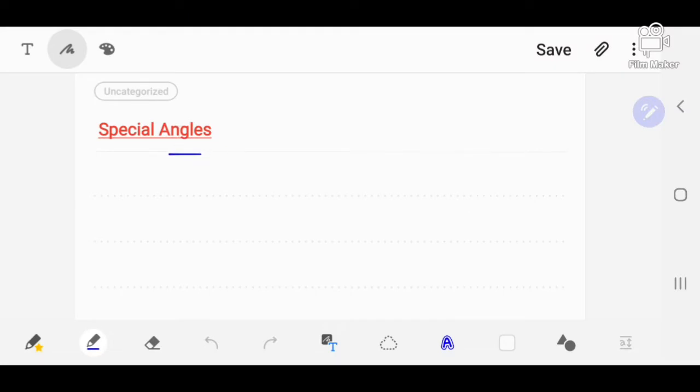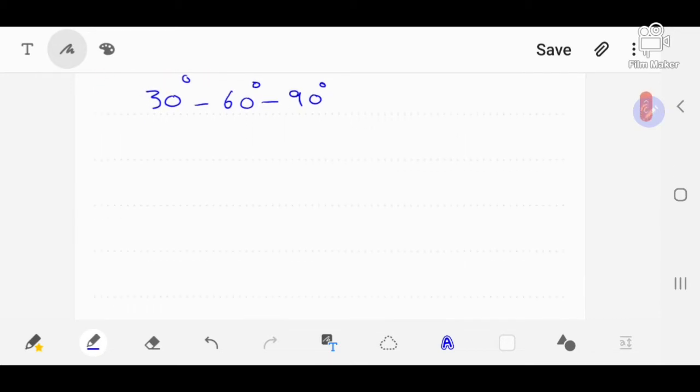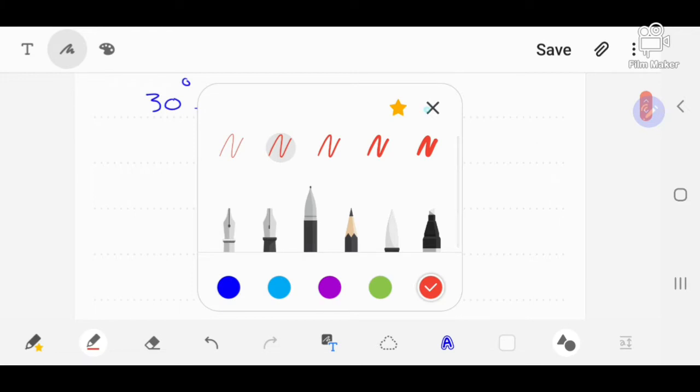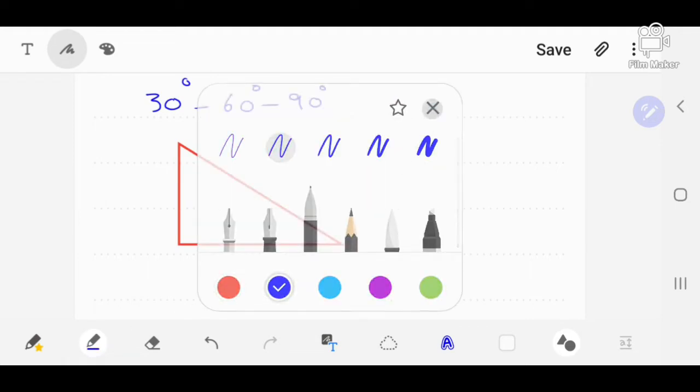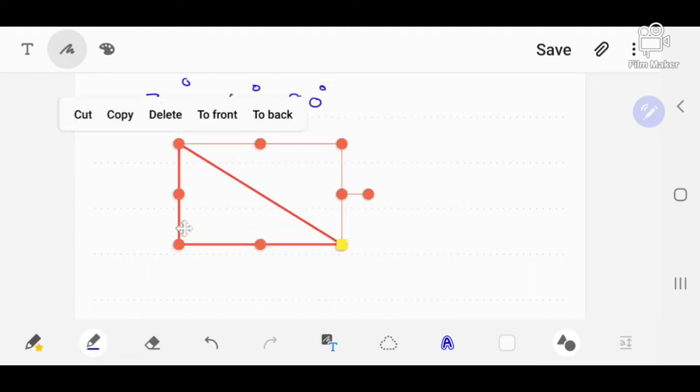Let's talk about some special right triangles that we have. We have the 30, 60, 90 degree right triangle. So we have such a triangle here. Right triangle.